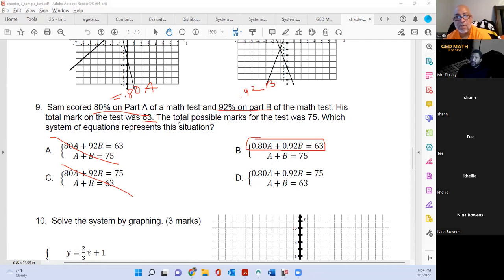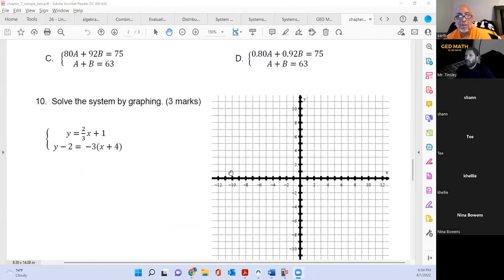The second equation is the total possible marks of the test was 75. So A plus B must equal 75. They ask you to solve this system of equations? They just want you to set it up. But again, you have to be able to eliminate some of your choices. Now, again, you're only going to have 1 or 2 system of equations. They're usually going to give you a word problem.